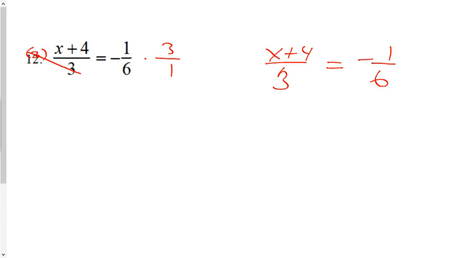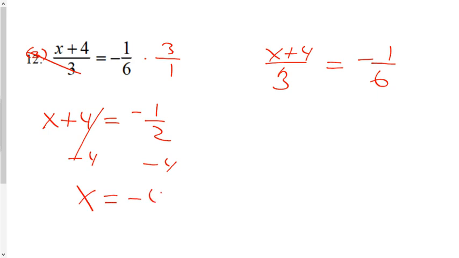It becomes x plus 4 is equal to negative 1/2, or negative 3 over 6, which is still negative 1/2. And then if you subtract 4 from both sides, x will equal negative 4 1/2. So if you did it that way, that's what you got for an answer.